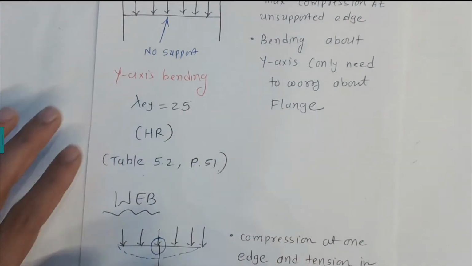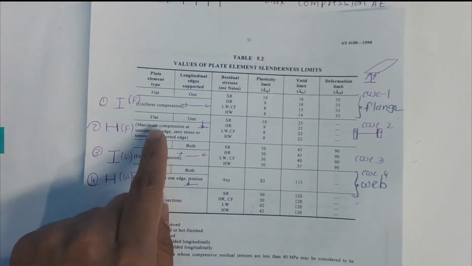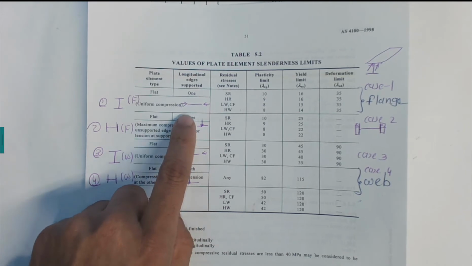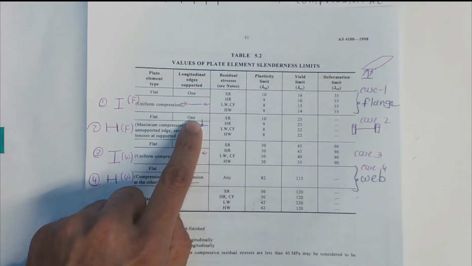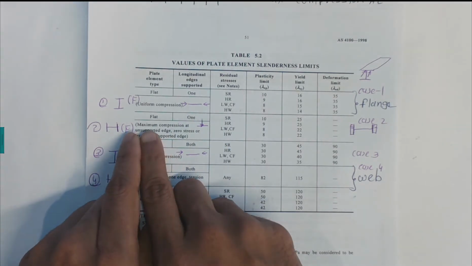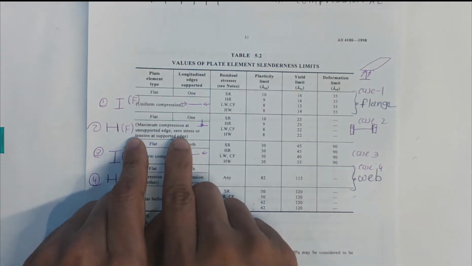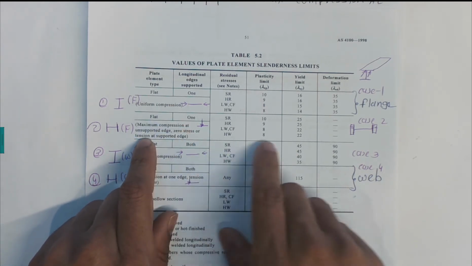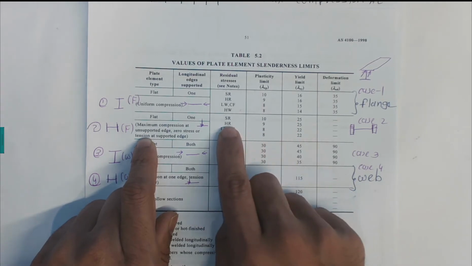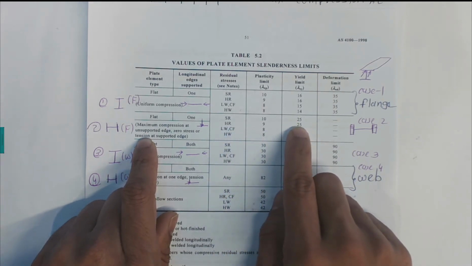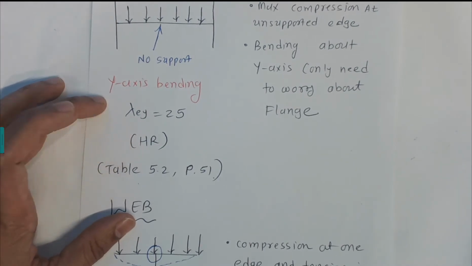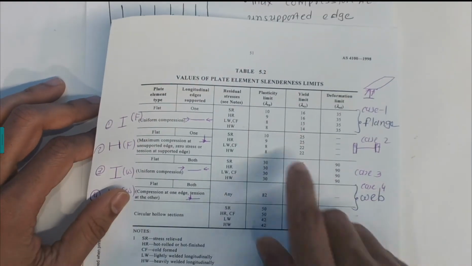Now we are talking about this second row. In the first row, one longitudinal edge is supported, and in the second case you have the same, one longitudinal edge supported, but maximum compression at the unsupported edge and zero stress or tension at the supported edge. That's the difference between uniform compression and this one. In that case, for hot roll sections, lambda EY is 25 and lambda EP is 9. That's what is written here.